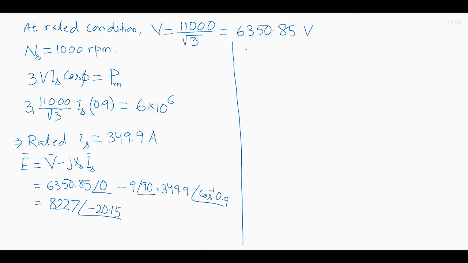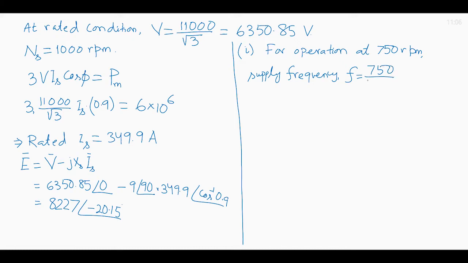So, the first bit we will solve. For operation at 750 rpm, the supply frequency must be proportional to the speed. Speed is 750 rpm, synchronous speed is 1000 rpm at 50 hertz. So this is 0.75 times 50 hertz. So frequency is 37.5 hertz.